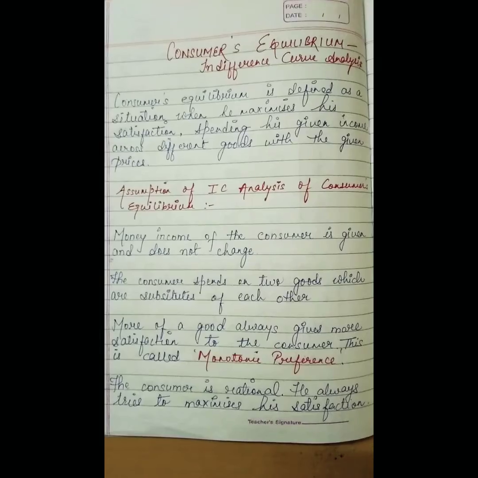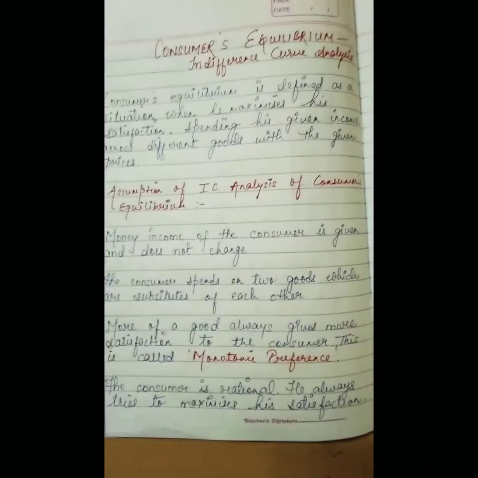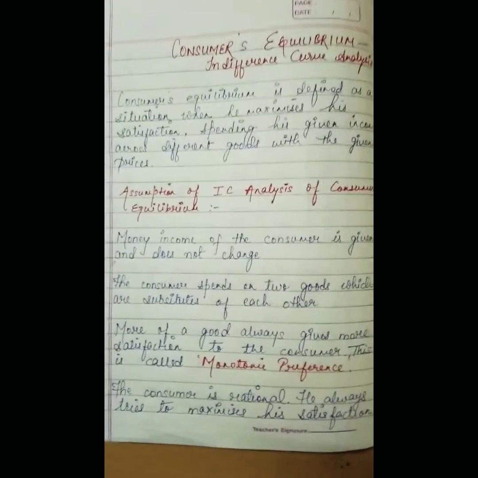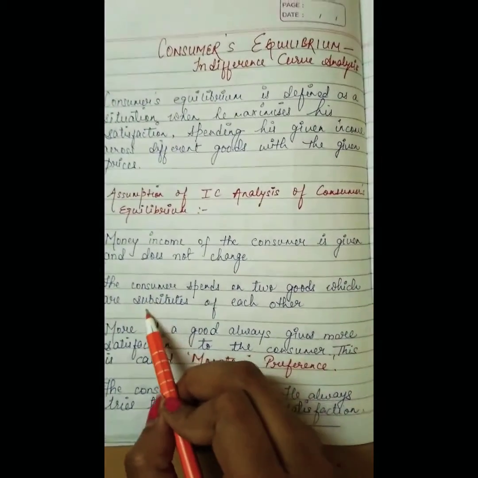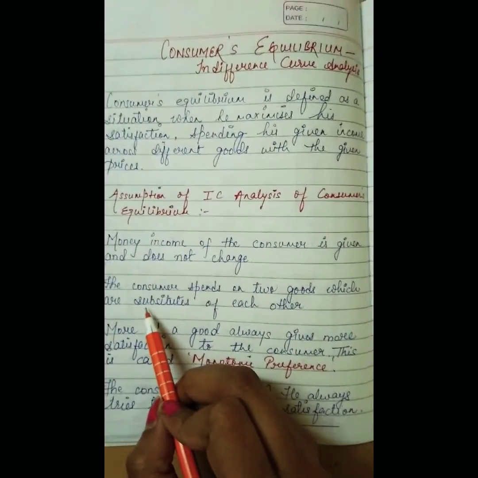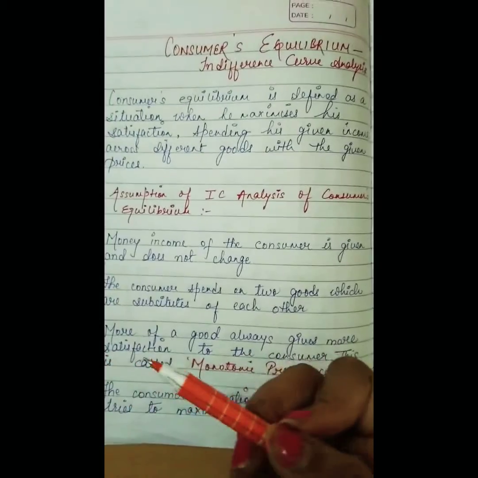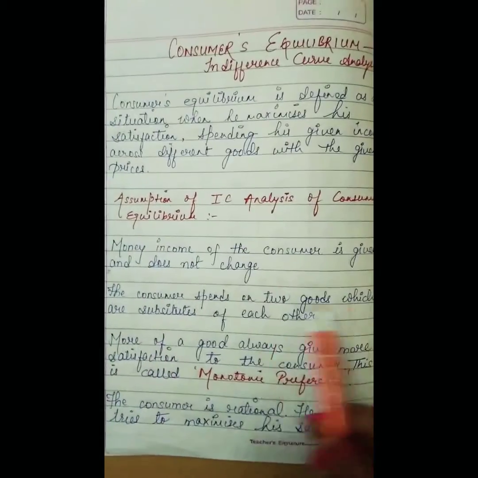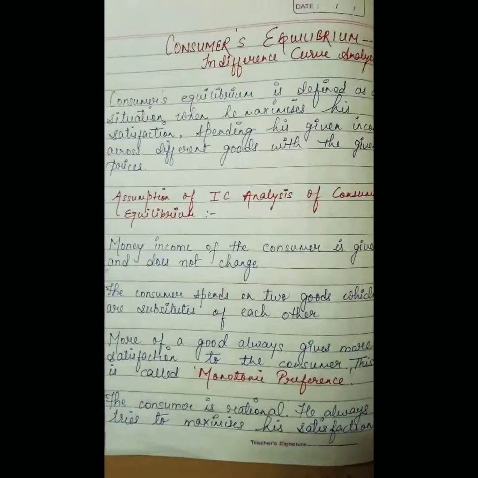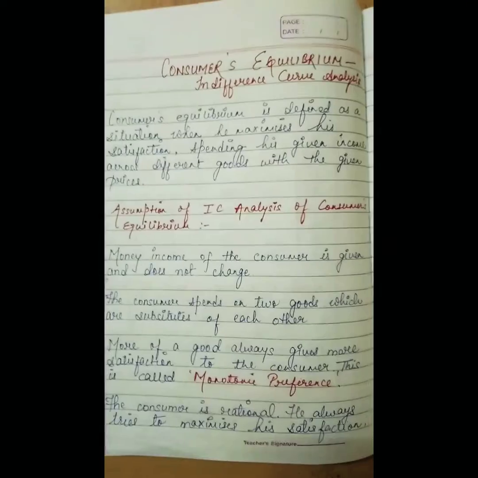The consumer spends on two goods which are substitutes of each other, students. Now you can see here it is written substitute of each other. Substitute means, for example, two fruits are there. Orange can be a substitute of grapes. Apple can be a substitute of banana. So likewise there can be substitutes. So the consumer spends on two goods which are substitutes of each other. That means we are going to choose two goods which are substitutes of each other.